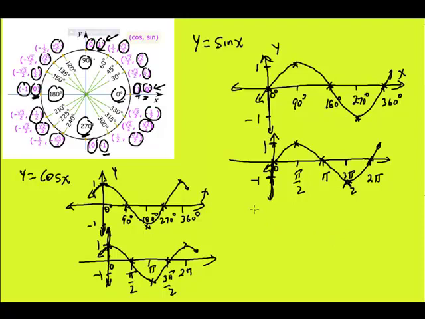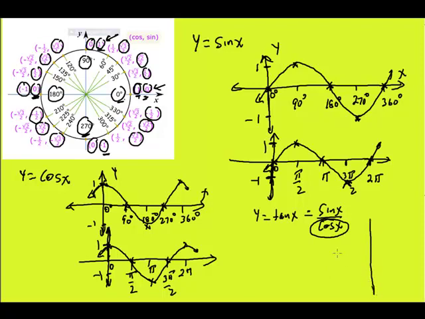Now, the tangent curve, that's the next one we want to graph. Y is equal to tangent of x. Tangent of x is really sine of x divided by cosine of x. But remember, I have a denominator, so anytime I get a 0 down there, it's going to be undefined, so I'm going to get vertical asymptotes.